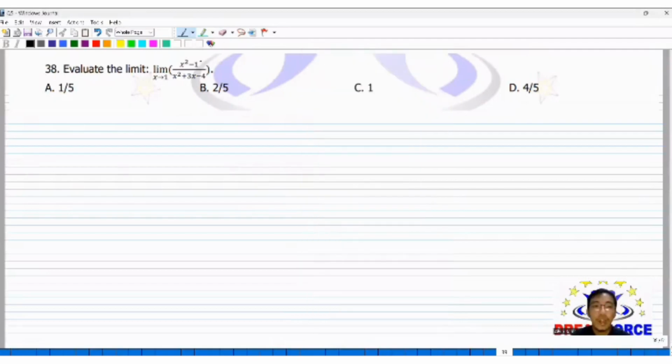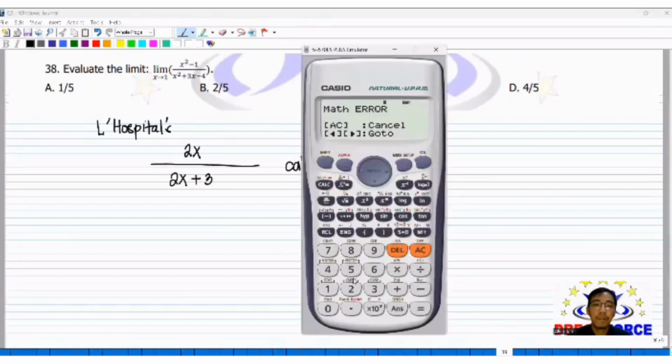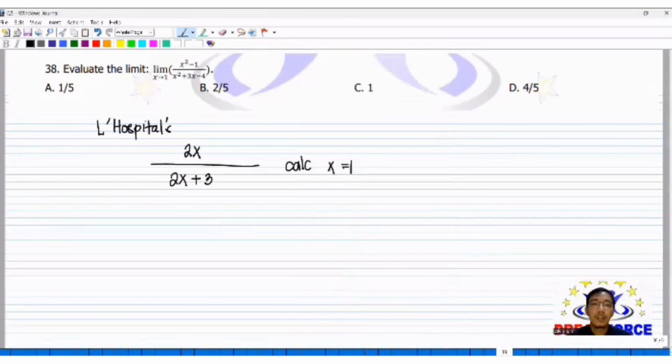Dito, hindi applicable yung tinuro ko kanina na yung highest exponent. Bakit? Ang limit na dito ay 1, hindi naman siya infinite. Hindi siya applicable. So use your L'Hopital's rule. So derive natin yung numerator. Anong derivative ng x squared minus 1? 2x. Anong derivative ng denominator? 2x plus 3. Okay, try natin. I-calc natin x equals 1. So 2x over 2x plus 3. Calc 1. That is equal to 2 over 5. So letter B.